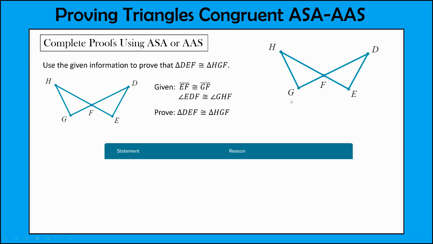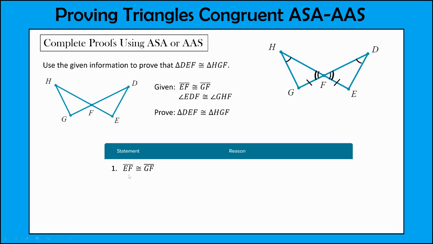Let's label what we know. We know those two segments are congruent. We know those two angles are congruent. What else can we get out of the drawing? Well, hopefully you see these two vertical angles right here. All right. And that's enough. I'll have an angle, angle, side. Notice it's not the included side. It's just a different side. So it's angle, angle, side, angle, angle, side.